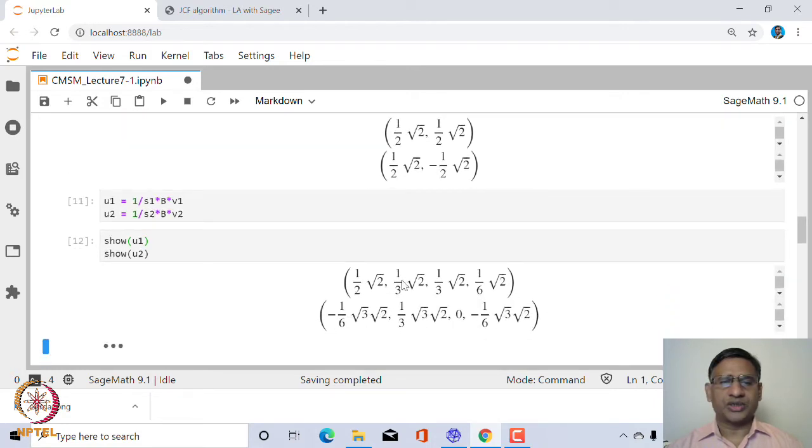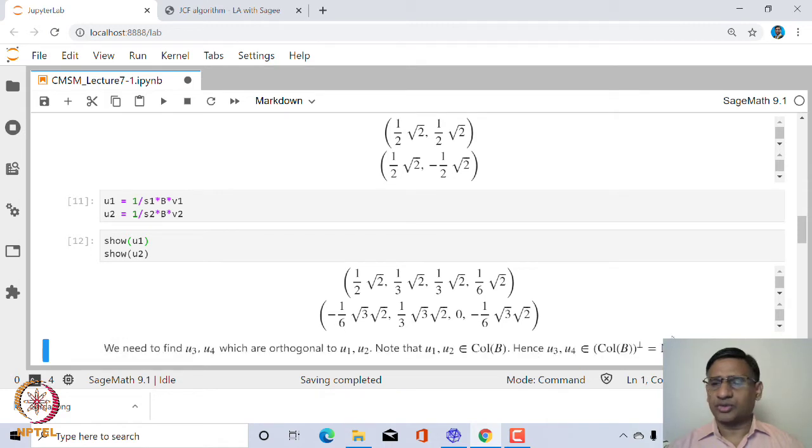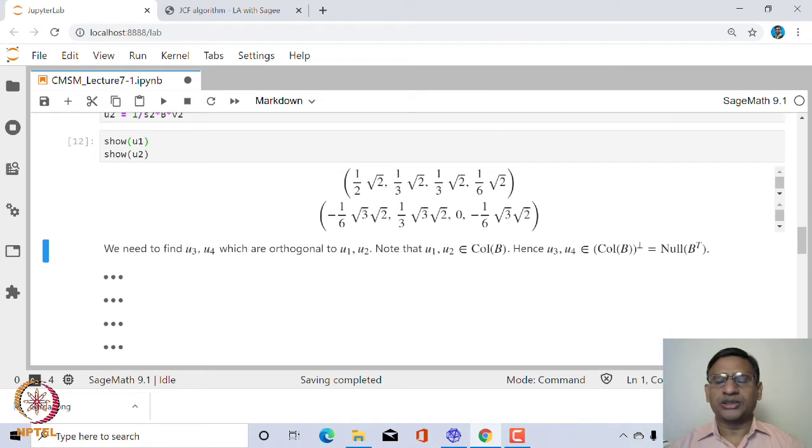This is U1 and U2. Next we need to find what should be the other two columns of U, namely U3 and U4. Remember, U3 and U4 have to be perpendicular to U1 and U2, right. So in particular U3 and U4 have to lie in the orthogonal complement of the subspace spanned by U1 and U2, which is nothing but the column space of B.